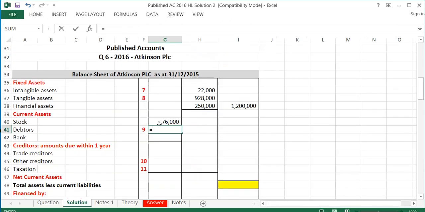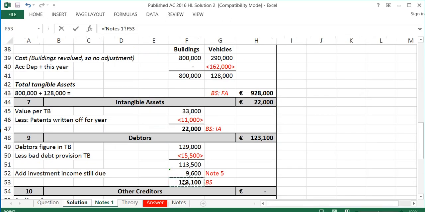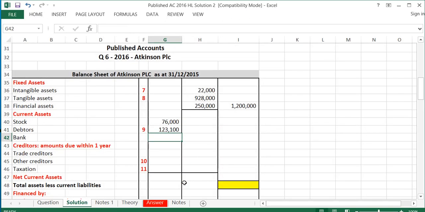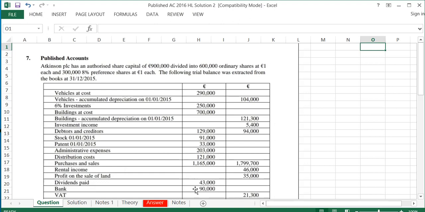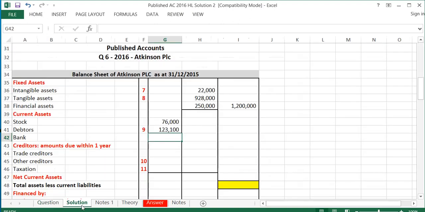So if I go back to my accounts, debtors 123,100. And again, bank is coming directly from the trial balance. My bank figure is 90,000, and it's a debit balance, so it's an asset. If it was a credit balance, it would be a liability. But here it's an asset, so that goes in there. And now I will total these to leave me with 289,100 current assets. I now need to work out my creditors amounts due within 1 year.